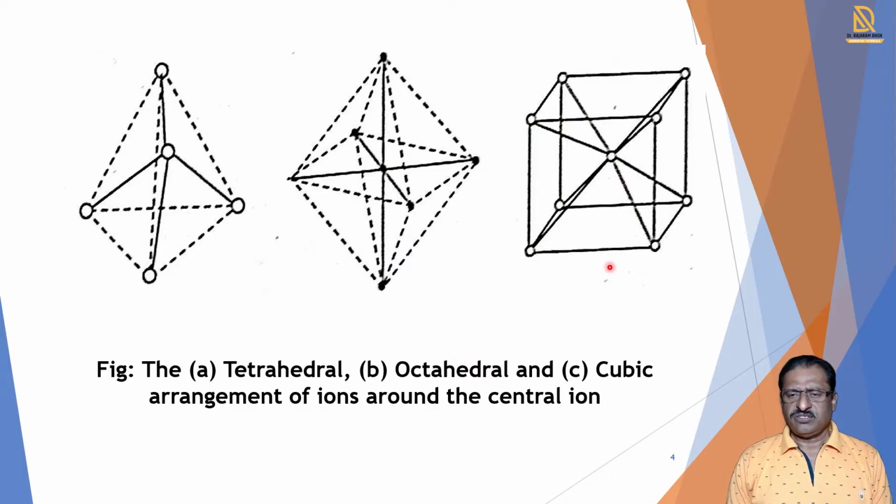Then the third structure. In the third structure, one ion is at the center and oppositely charged ions are at every corner of a cube. So at every corner of the cube there are 8 ions. This type of ionic solid has a cubic arrangement or cubic shape. So tetrahedral, octahedral or cubic shapes are observed in ionic solids.